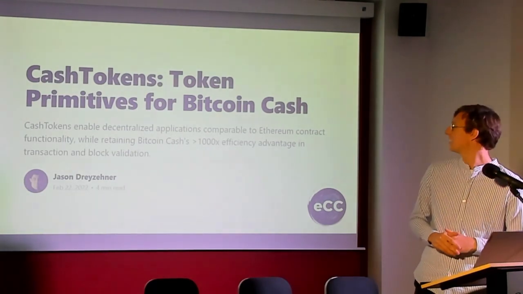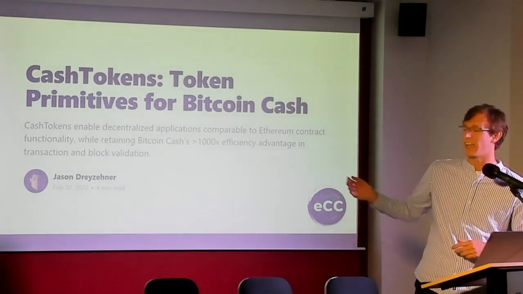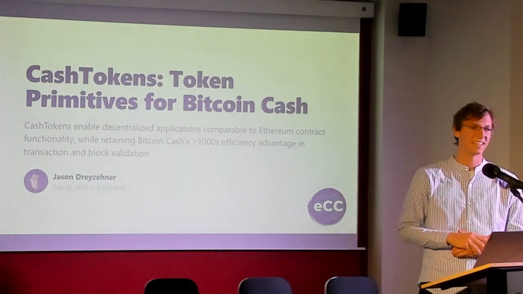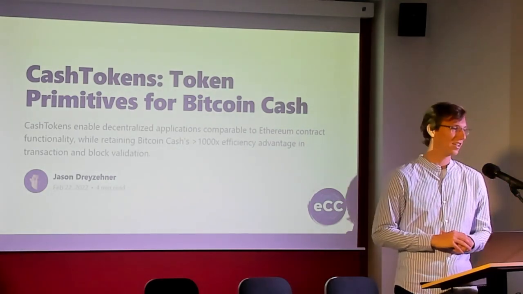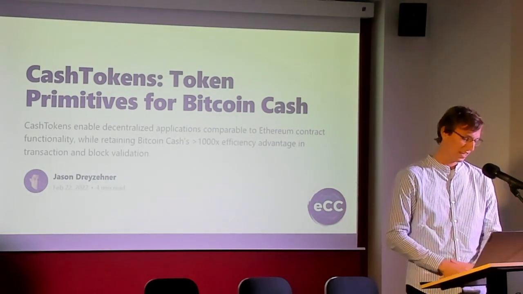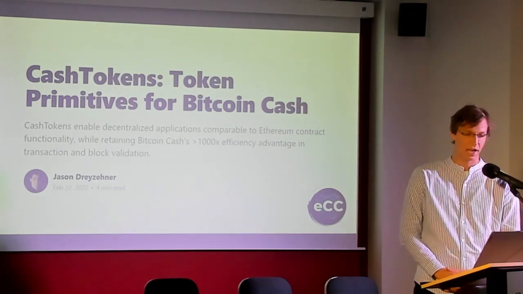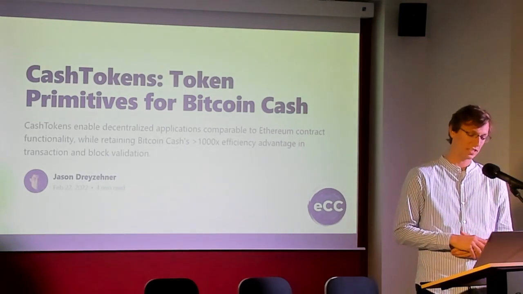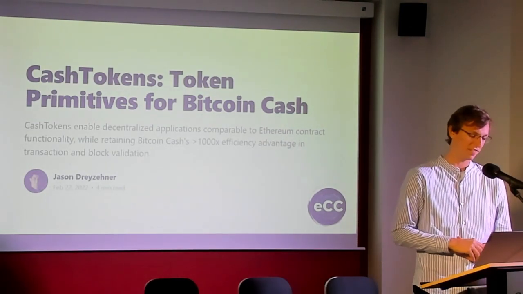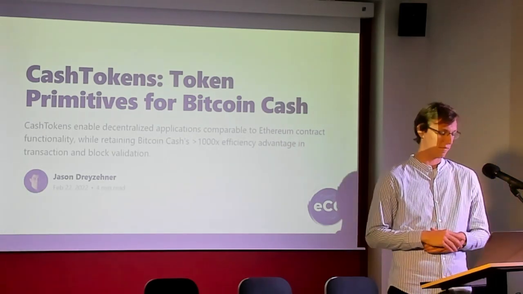So this is the blog post that introduced CashTokens. It says, CashTokens, token primitives for Bitcoin Cash. And it's written by the creator, the brains behind the CashTokens upgrade, namely Jason Dreyzen. And I'll shortly read his summary. He says, CashTokens enable decentralized applications comparable to Ethereum contract functionality while retaining Bitcoin Cash's over 1000x efficiency advantage in transaction and block validation. So why is this summary a big deal?